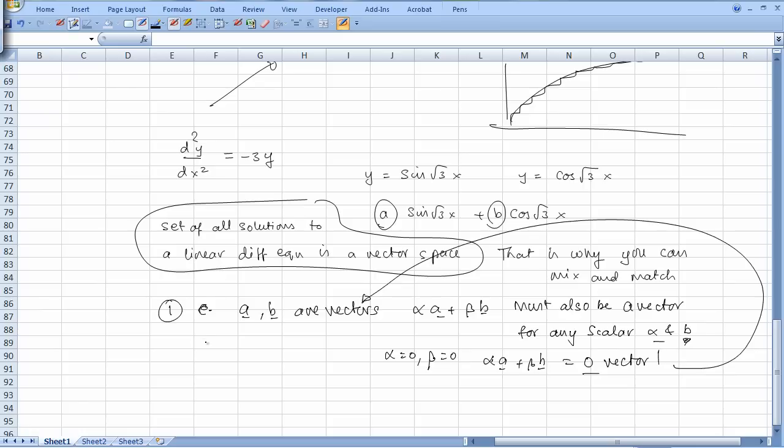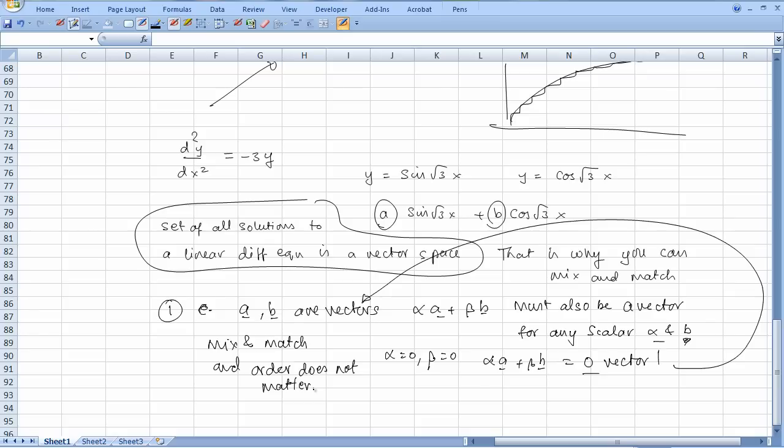So the key property is mix and match, and order does not matter. There is no hierarchy, there is no priority. You can mix and match them any way you like. Okay, if you remember those two things, you can find lots of interesting vector spaces.